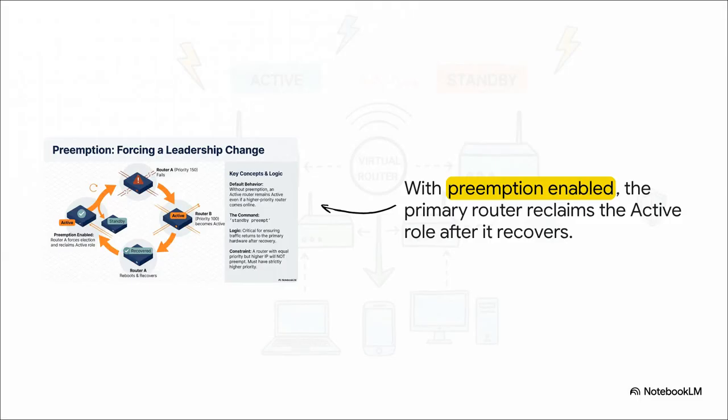Let's follow this cycle. Router A, our heavyweight champ with the priority of 150, fails. Router B, with a lower priority of 100, steps in and becomes active. A little while later, router A reboots and comes back online. Because preemption is turned on, it looks around, sees a lower priority router is in charge, and it forces a new election to reclaim its role as the active router. This makes sure your network is always using the best, most optimal path whenever it's available.